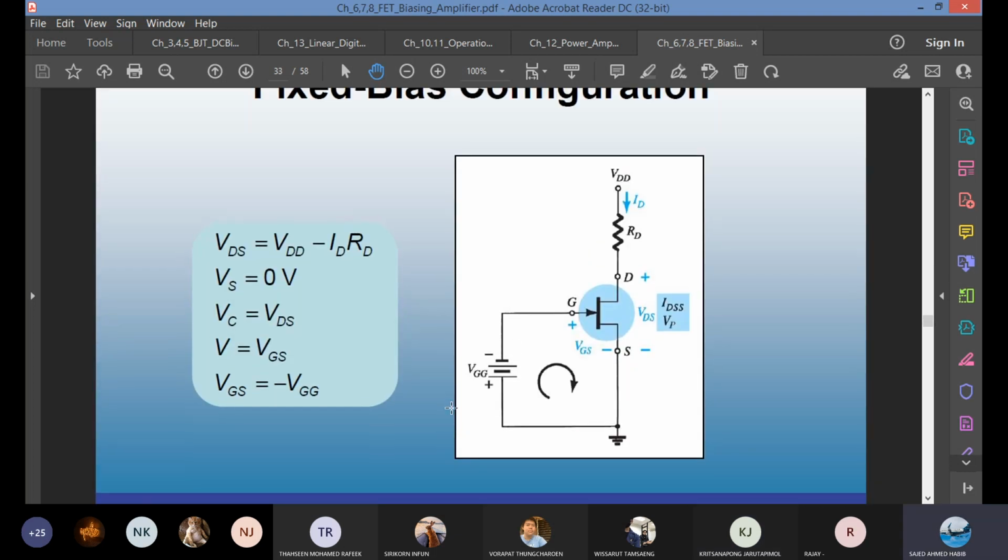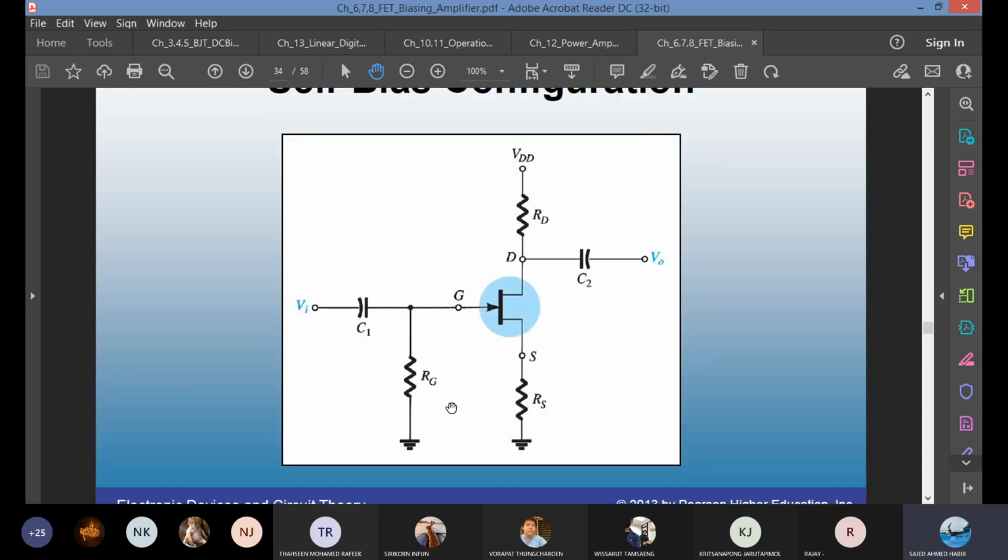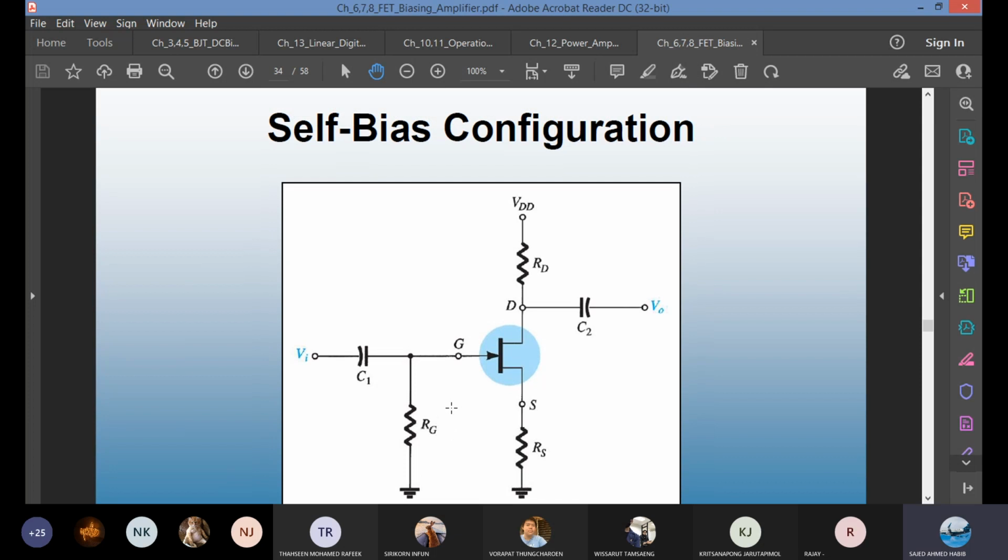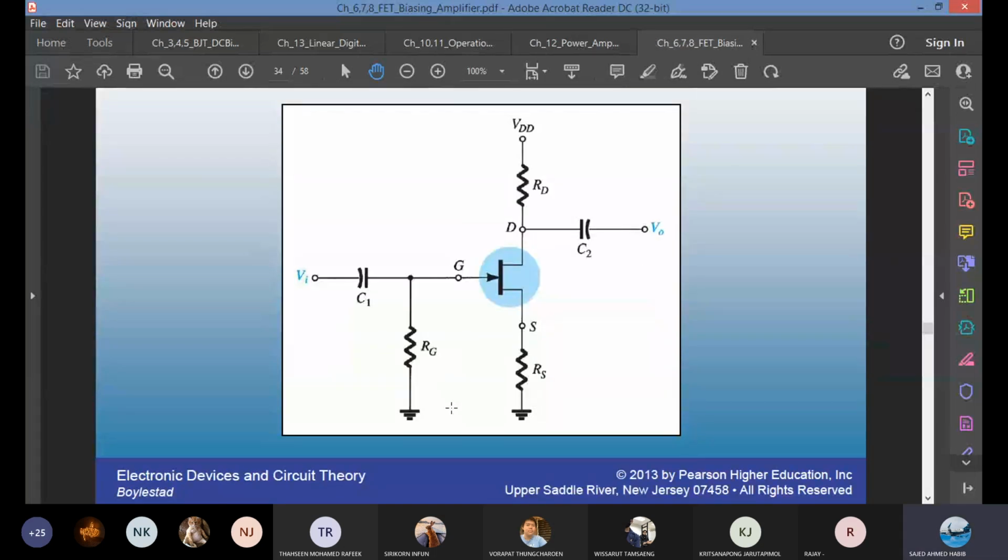This is the only biasing circuit of JFET which can be completely solved mathematically. For the other types, you need graphical solution. For example, self-bias. Here, VGS equals minus IDRS. So you have to draw a graph and find the different values of ID. What is VGS? That has to intersect with your Shockley curve, and then you will find IDQ and VGSQ. A purely mathematical approach cannot solve this one for the DC analysis.